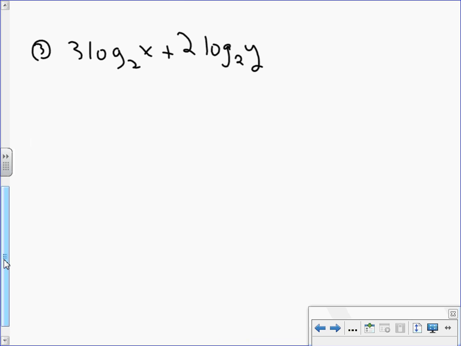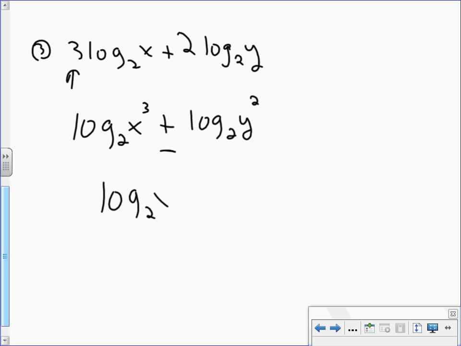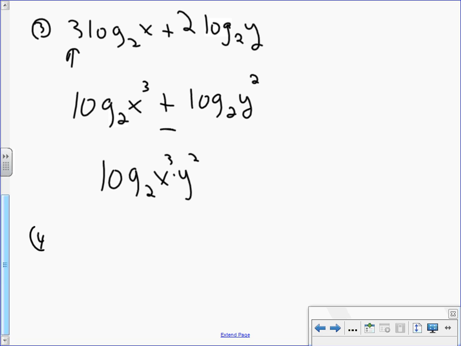Alright, so we're going to pull this thing from the front, right there, and it's going to become the exponent. Yes? We'll do the same thing in the second part. Log base 2 of y. And then I'm going to deal with the plus. Pull them together. An x cubed times a y squared. Okay? It is slightly more complex. Everybody got that one?